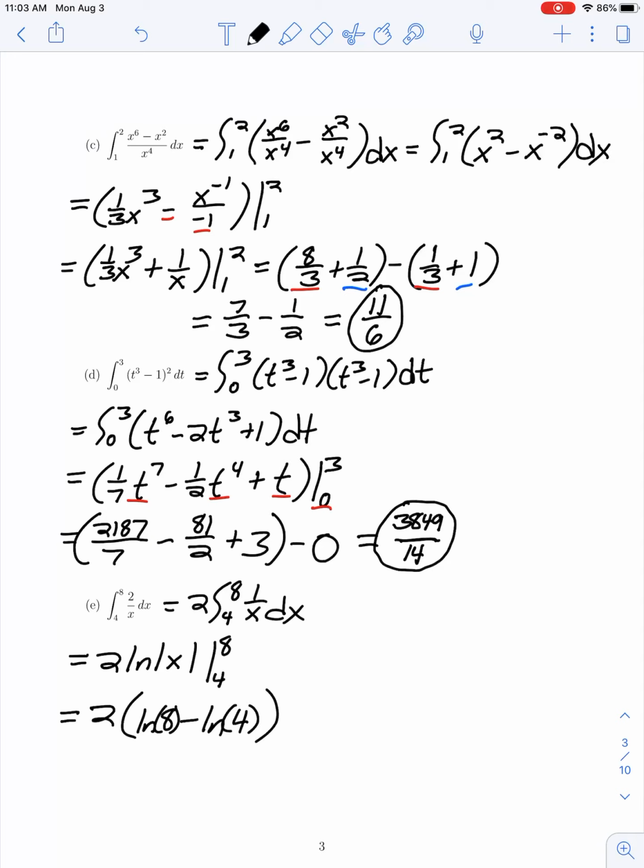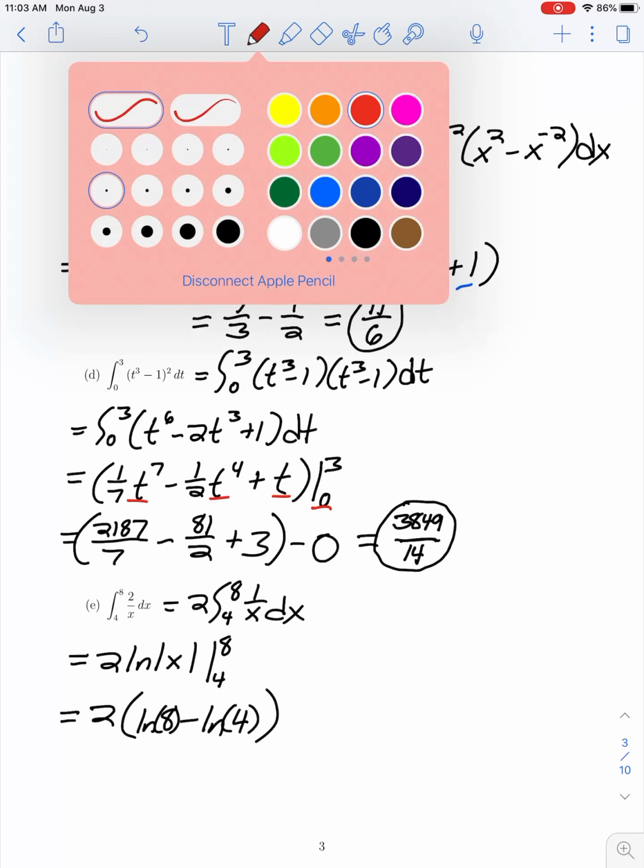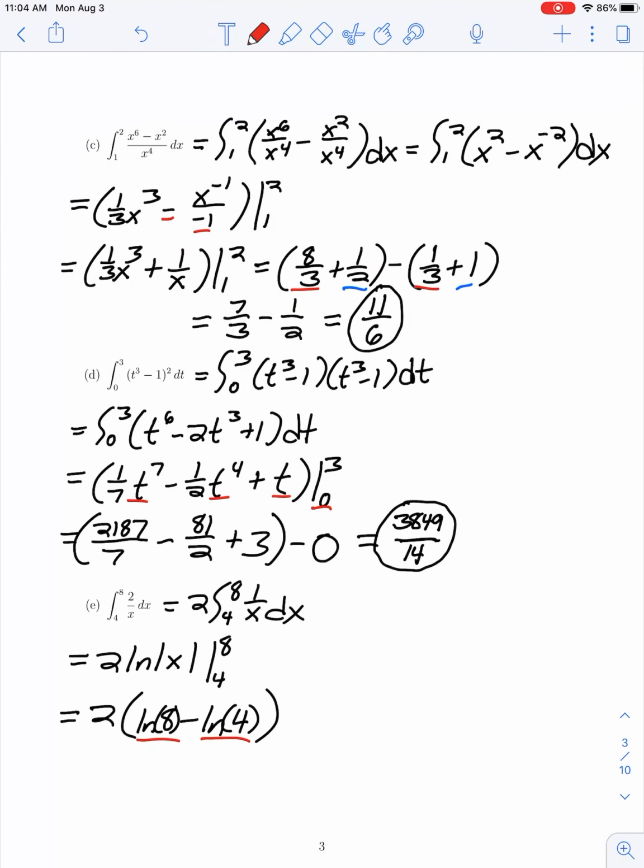So now, we could, of course, leave our answer in this form, but if we want to simplify this a little bit, we could make use of properties of logarithms. So in particular, recall that the difference of two logarithms with the same base is the same as the natural log of the quotient of those values. That would be the natural log of 8 over 4, or natural log of 2.